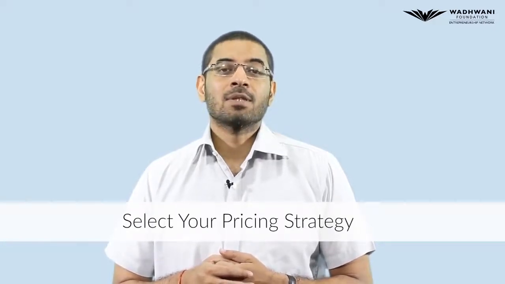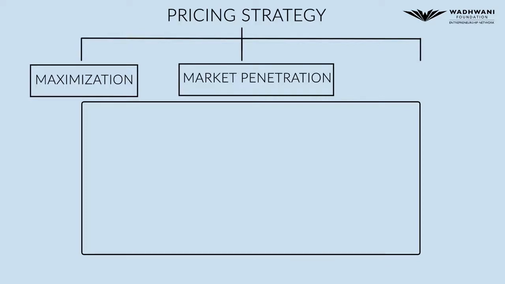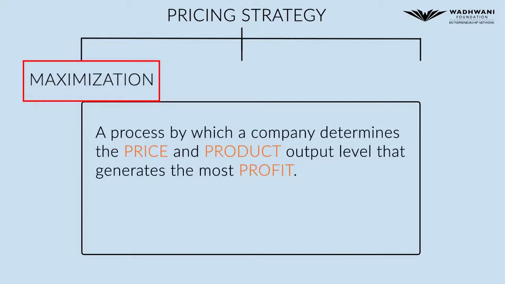As far as a startup is concerned, there are three pricing strategies: maximization, market penetration, and market skimming. Maximization is the process by which a company determines the price and product output level that generates the most profit. This works great when all customer segments have a similar willingness to pay and when the optimal short-term and long-term prices are equal. Starbucks is a good example of maximization. Its highly popular coffees are priced at a premium to maximize profit per cup.